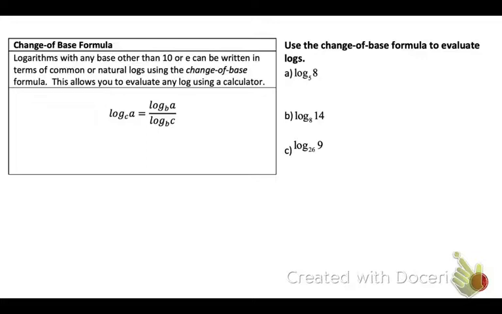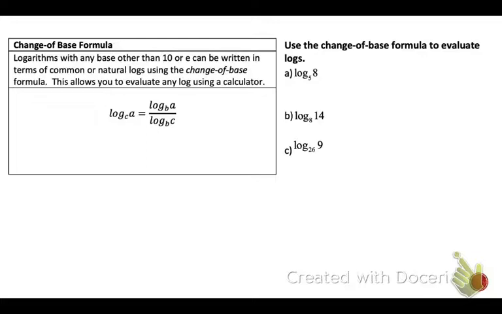Logarithms with any base other than 10 or e can be written in terms of a common or a natural log using what we call the change of base formula. So log base c of a, you can rewrite as log base b of a, over log base b of c, where b is a different base. So let's look at these.